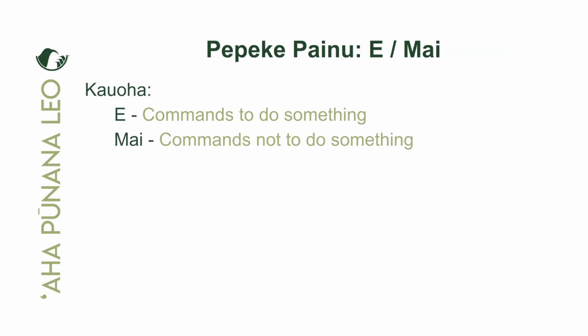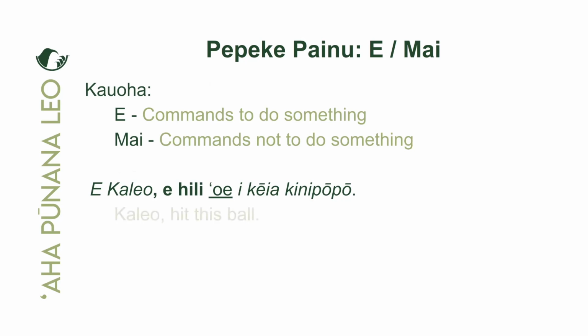Okay, let's take a look at the example. E Kaleo, e hili ʻoe i kēia kini pōpō. All right, so we're calling to Kaleo. Oh, Kaleo, e hili ʻoe i kēia kini pōpō. It's a command because we see the word e at the beginning, right? That comes before the painu hili, and we know what hili means. So e hili ʻoe, we're talking to Kaleo, i kēia kini pōpō. This kini pōpō.